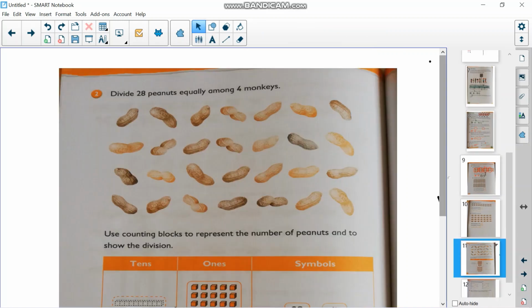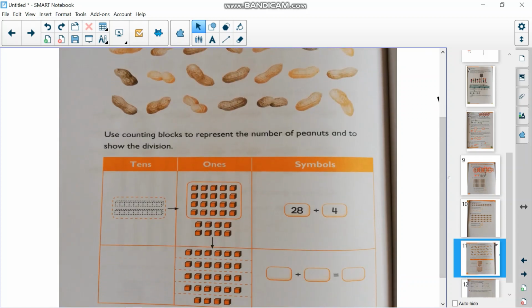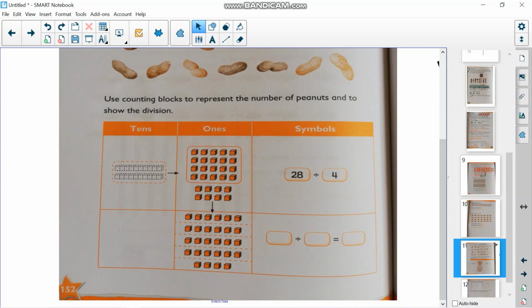Let us continue with number 2. Divide 28 peanuts equally among 4 monkeys. So we're going to use counting blocks to represent the number of peanuts and to show the division. So 2 tenths is equal to 20 ones. So 20 plus 8, that is 28. And we're going to divide 28 by 4. So as you can see, the blocks is already divided into 4 groups.